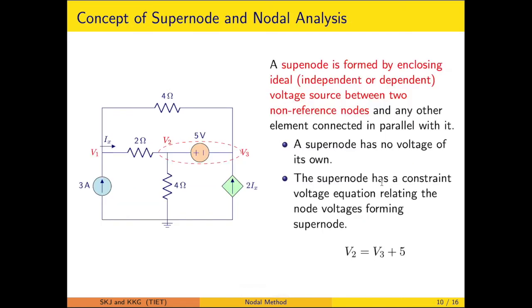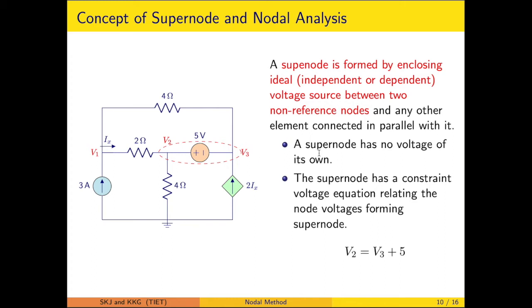Now this is the concept of a supernode, which is a special one, and this question arises when there is the presence of an ideal voltage source between two non-reference nodes. So how do we have to solve it? This is one case where the voltage source is indicated in this diagram. Another is if there is a voltage source and a parallel arrangement. That is also to be taken as a supernode. So how is it defined? A supernode is formed by enclosing an ideal voltage source between two non-reference nodes and any other element connected in parallel with it.